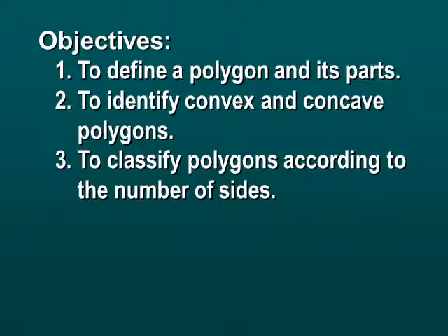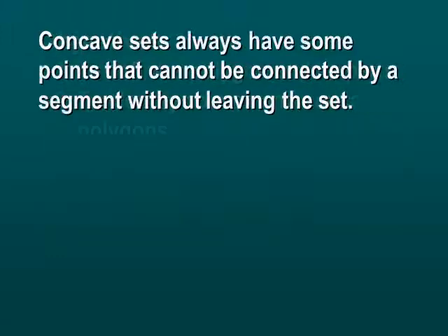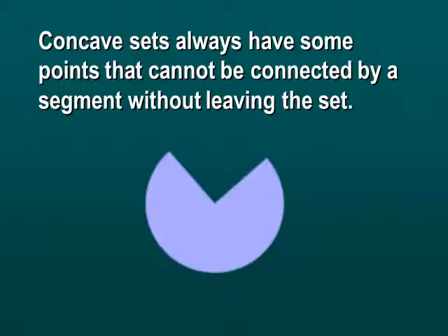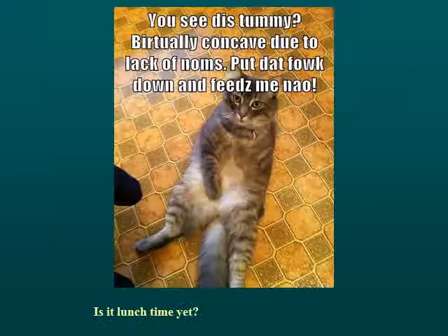We're actually going to start right away on objective number 2. Concave sets always have some points that can't be connected by a segment without leaving the set. To have this shape, I am going to put 2 points in there where the segment has to leave the set or be on the exterior of the shape we have.